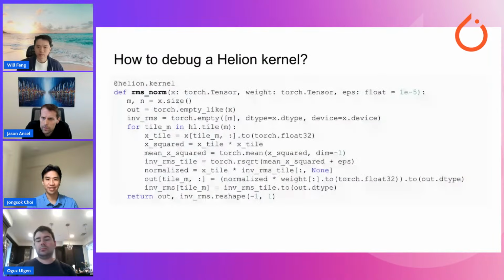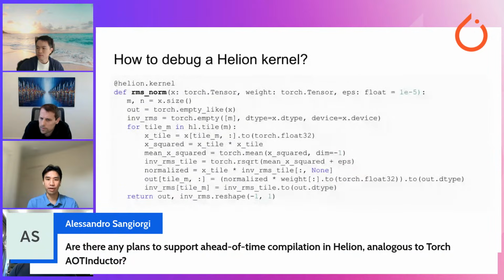Before we start, there is another question from the audience. Are there any plans to support ahead of time compilation in Helion, analogous to Torch AOT inductor? Yes, so we already support this. You can call a function on a Helion kernel, and you can basically explicitly compile given example inputs.